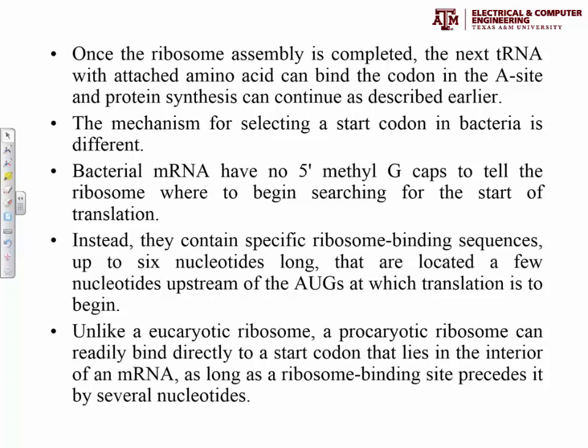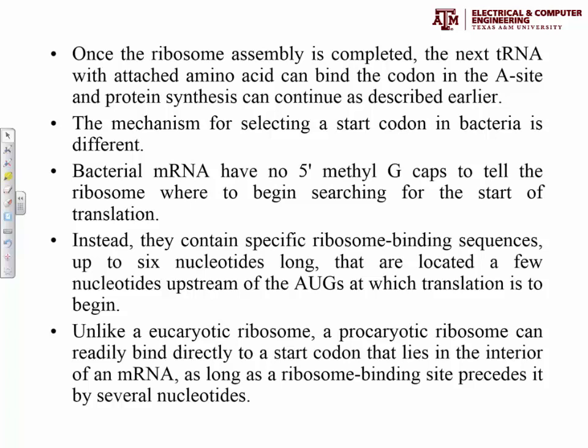Right. And the mechanism for selecting a start codon in bacteria is a little bit different. It doesn't go looking just for AUG. Bacterial mRNA have got no 5' methyl G caps to tell the ribosome where to begin searching for the start of translation. Instead, they contain specific ribosome binding sequences up to 6 nucleotides long that are located a few nucleotides upstream of the AUGs at which translation is to begin. So unlike a eukaryotic ribosome, a prokaryotic ribosome can readily bind directly to a start codon that lies in the interior of a messenger RNA, as long as the ribosome binding site precedes it by several nucleotides.